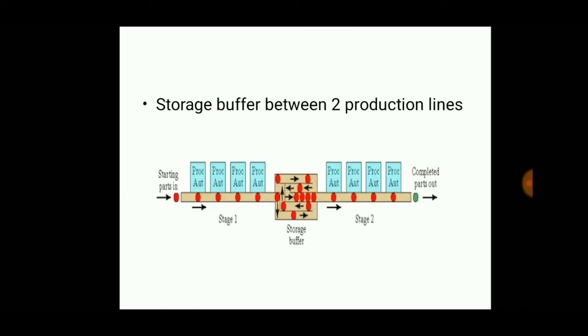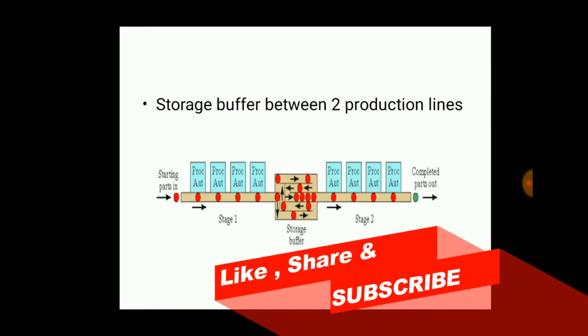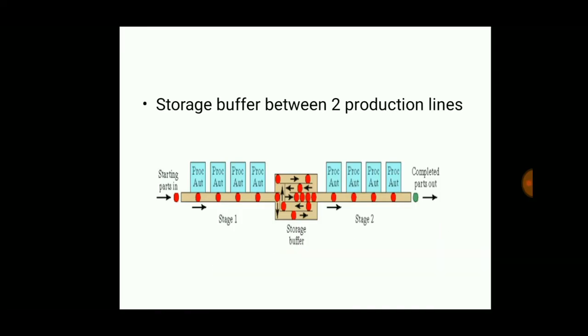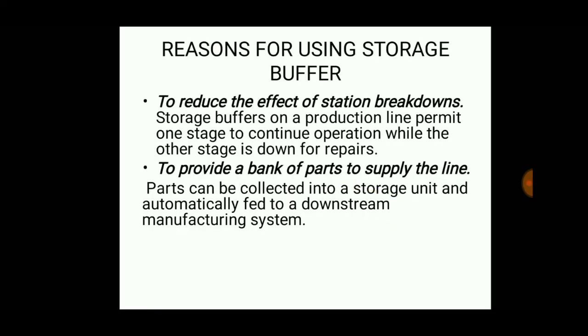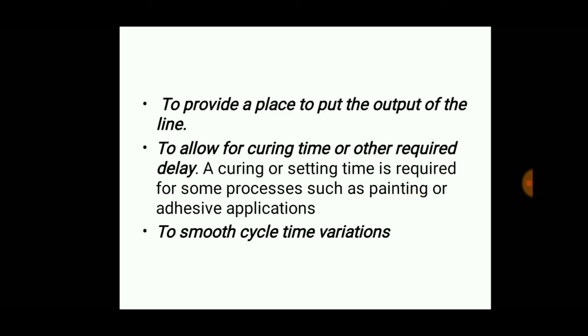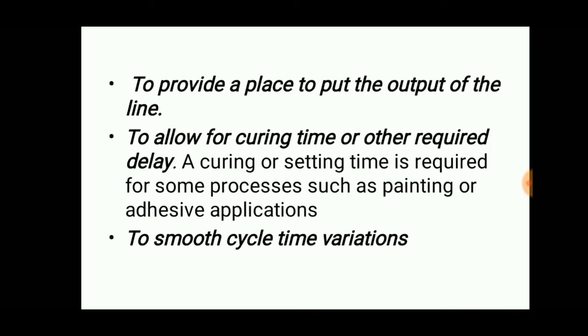This means that if stage 1 has produced a huge amount of parts and stored them in a storage buffer, stage 2 does not have to wait for the machining of the completed parts in stage 1, so that a bank of parts is available for stage 2 to process. And to provide a place to put the output of the line.